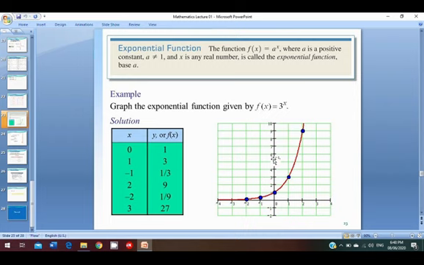Graph the exponential function given by f of x equals 3 to the power x. Here you have 3 as a base and x as a power. So you give different values to your x, and you generate different corresponding values of f of x. This is the table and this is the graph of this table.